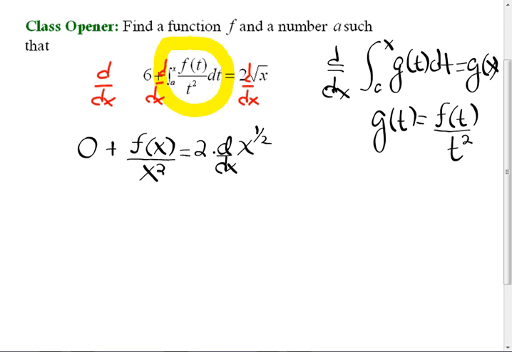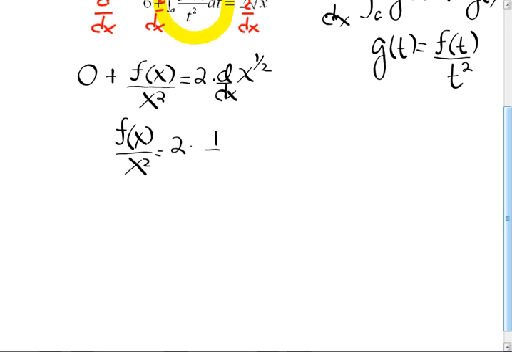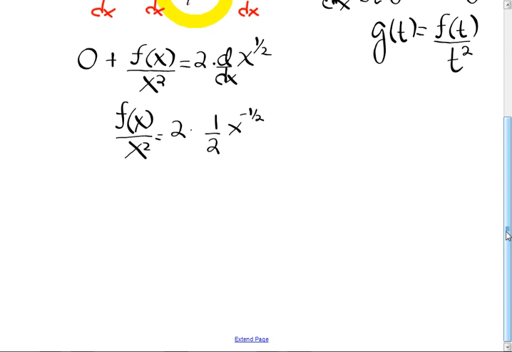So simplifying that a little bit and finding the derivative of the right side is 2 times, what's the derivative of x to the 1/2? It's 1/2 x to the what? Negative 1/2. So f of x over x squared, the 2's will cancel. It's 1 over the square root of x, or x to the negative 1/2, doesn't matter.